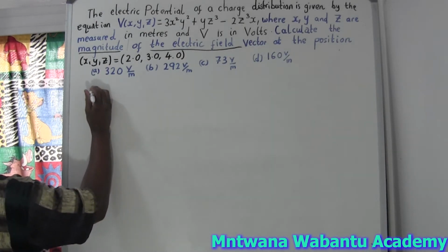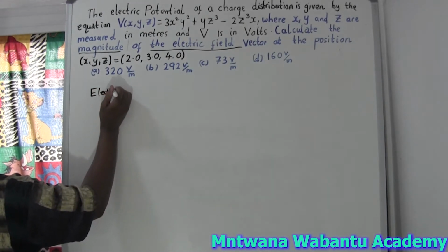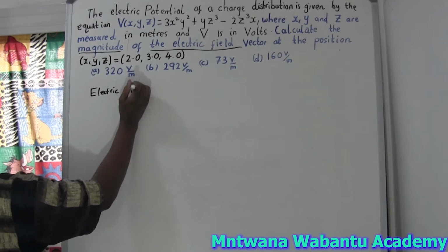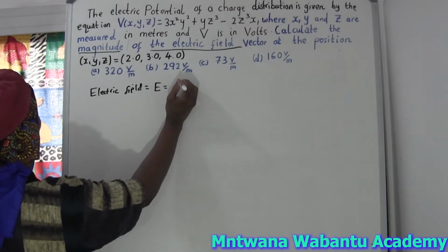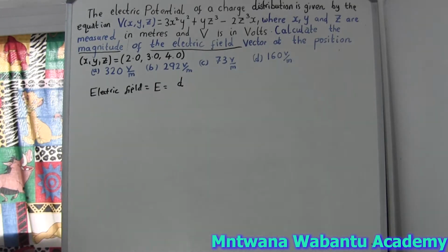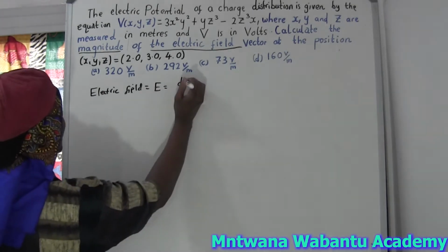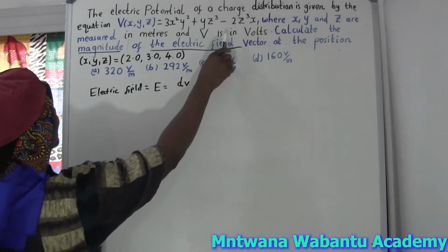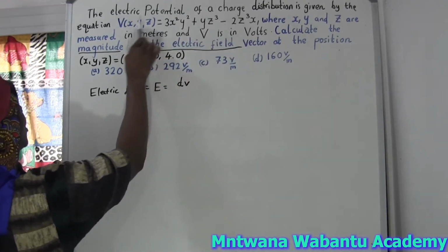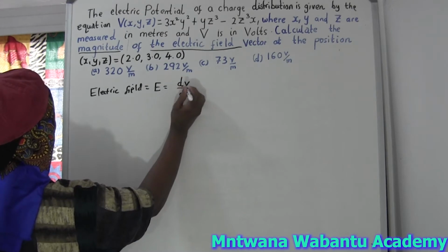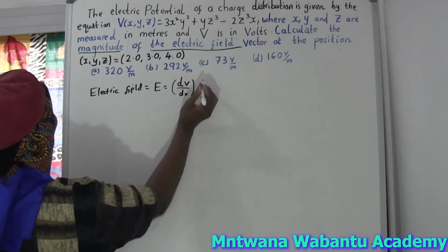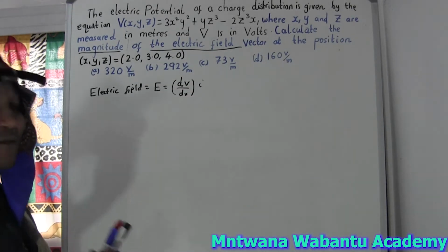So we say electric field. This is the electric field I need to find. So how am I going to get the electric field, which will be represented by E? You're going to have to find the derivative of V, which means differentiate V with respect to x first, dV/dx. And remember, when you talk about the magnitude, you deal with a vector now.